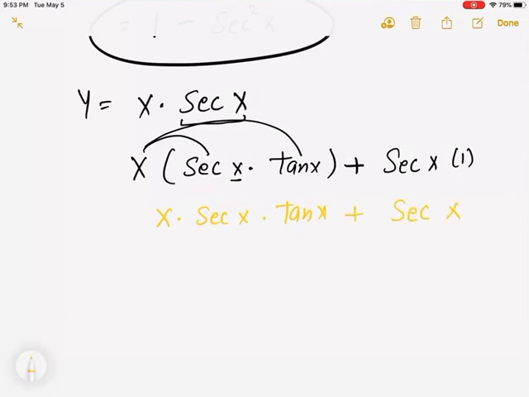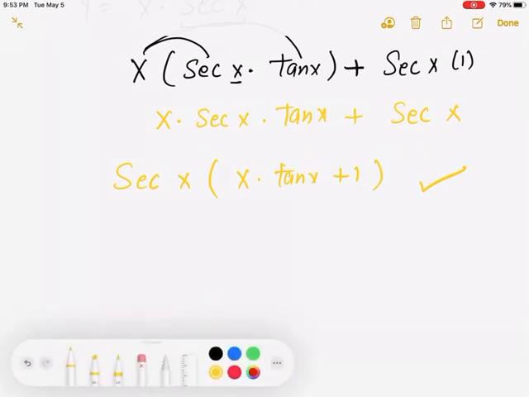So this is what I have. I see they both have secant in there, so I could factor that out. So I have x times tangent x from the first one plus 1. And there's no identity I can substitute this for. And that would be my final answer.